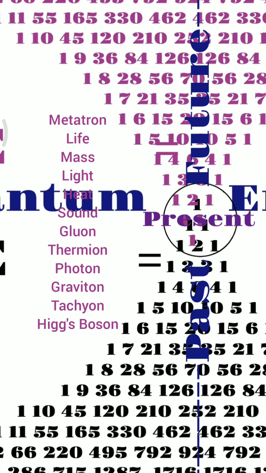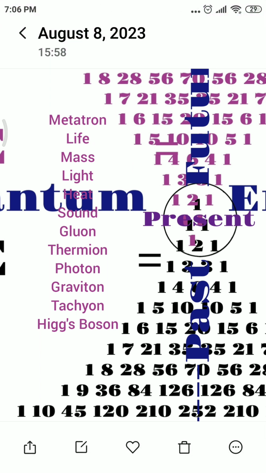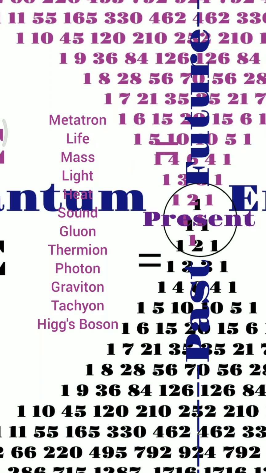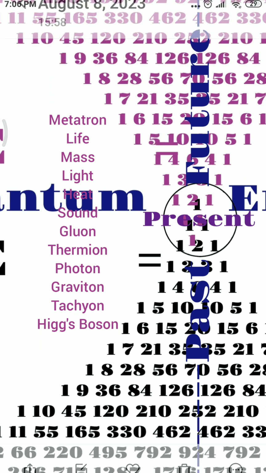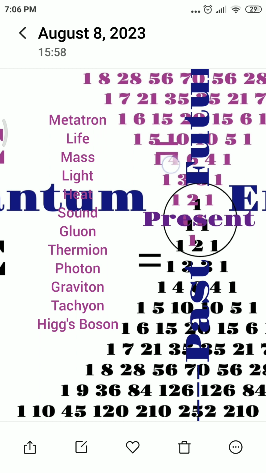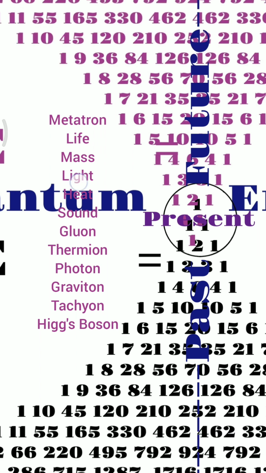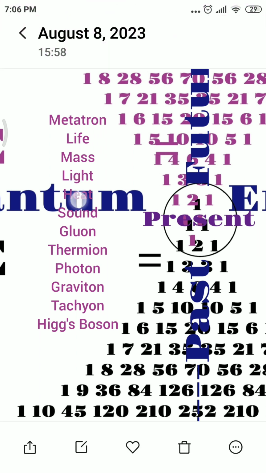Let us say here we have this label. I call it Metatron, and I'll show you later why I call it Metatron. And then we have life. The fifth one, I always say, is life. The fourth one is mass or gravity, and the third one is light. The second one is heat. The first one is sound.